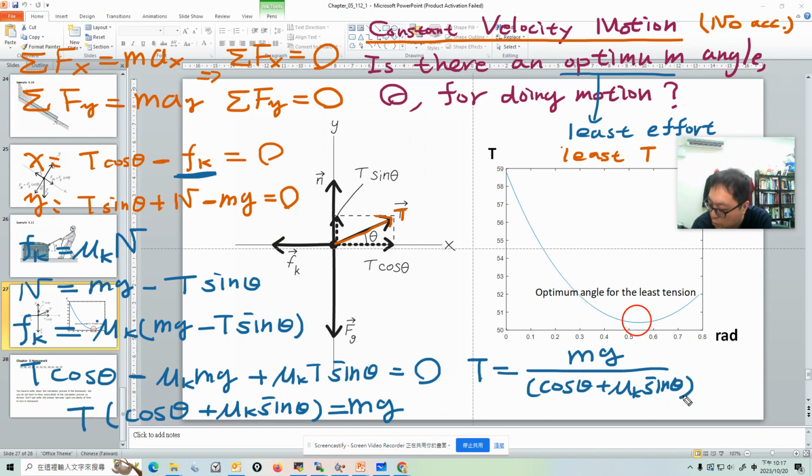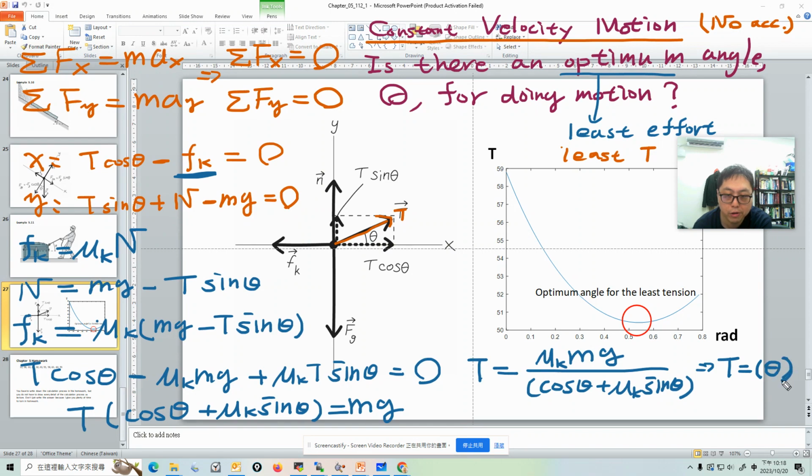Yeah, mu k mg. Oh, we missed mu k. Yeah, I missed mu k and forgot it in front of mg. Okay, mu k mg over (cosine theta plus mu k sine theta). So you can see your tension is a function of theta.